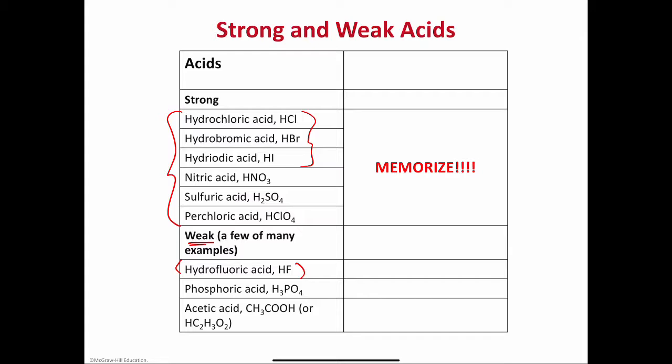And I can't stress this enough. You have to memorize these for chemistry. The weak acids, there are many, many examples out there, but ones you should be familiar with that come up a lot in general chemistry are, of course, hydrofluoric acid, then phosphoric acid, and acetic acid.